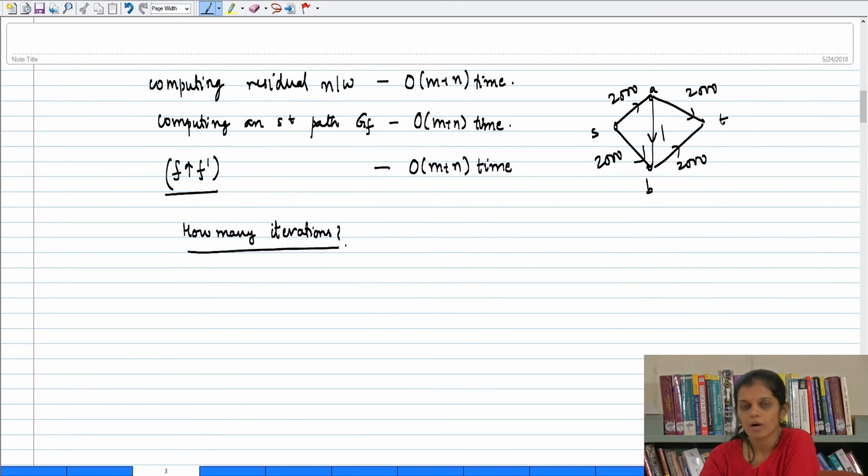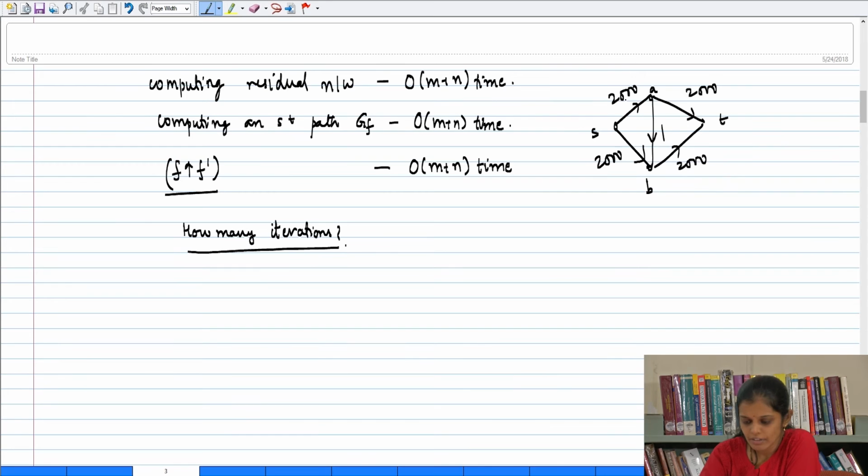And therefore, how long will this algorithm take to terminate? Each time you are increasing the flow by 1 unit, how long will it take? 4000 iterations, because every time it starts with 0, it has to terminate at 4000. Every time it increments by exactly 1. So it takes 4000 iterations to compute the flow in this flow network, right?